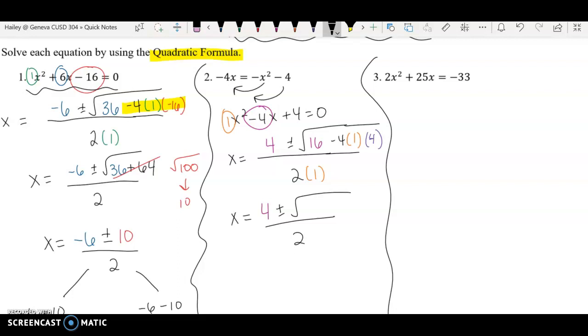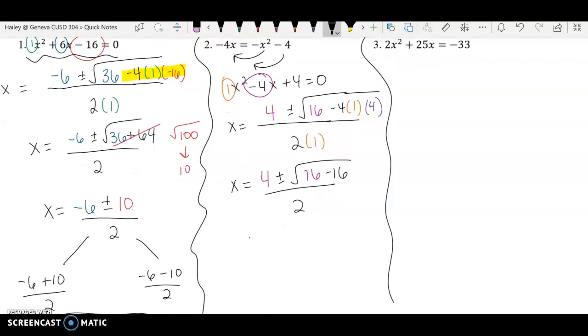If you notice, it would become 16 and then minus 16 if we multiply -4, 1, and 4. That means underneath the square root, we actually have the square root of 0. And the square root of 0 just gives me 0, right? So right now our equation says 4, and you can think about it as plus or minus 0 over 2. But whether you add 0 or take away 0, you're still just left with 4 over 2, which gives me my only answer of x equaling 2.